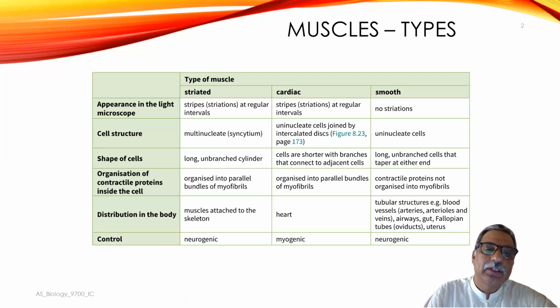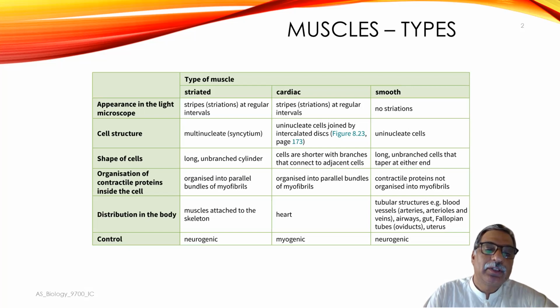One type is known as striated muscles, also known as skeletal muscles, as they are connected with the bones. The second type is cardiac muscle, and the third type is smooth muscles. Striated muscles appear like stripes, meaning they show regular striations at intervals. The cell structure is a multinucleate syncytium, and the shape of the cell appears to be long unbranched cylinders.